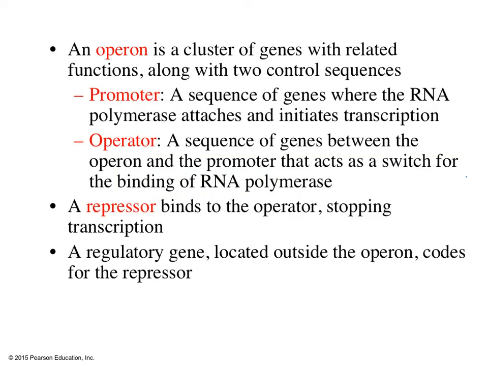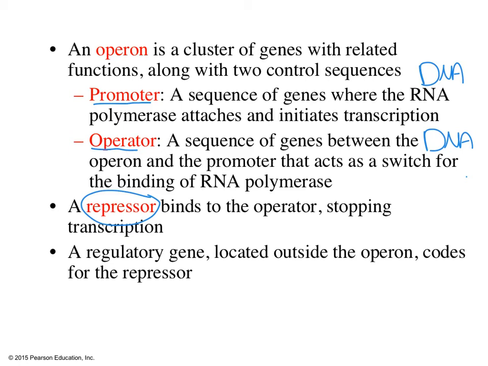So let's meet the main players of an operon. An operon is basically a cluster of genes within the bacterial chromosome. One portion of the operon is a promoter. A promoter is DNA, and it's where RNA polymerase will attach to begin transcription. An operator is also DNA, and it kind of will act like a switch as to whether or not RNA polymerase can attach and go ahead and transcribe the genes.